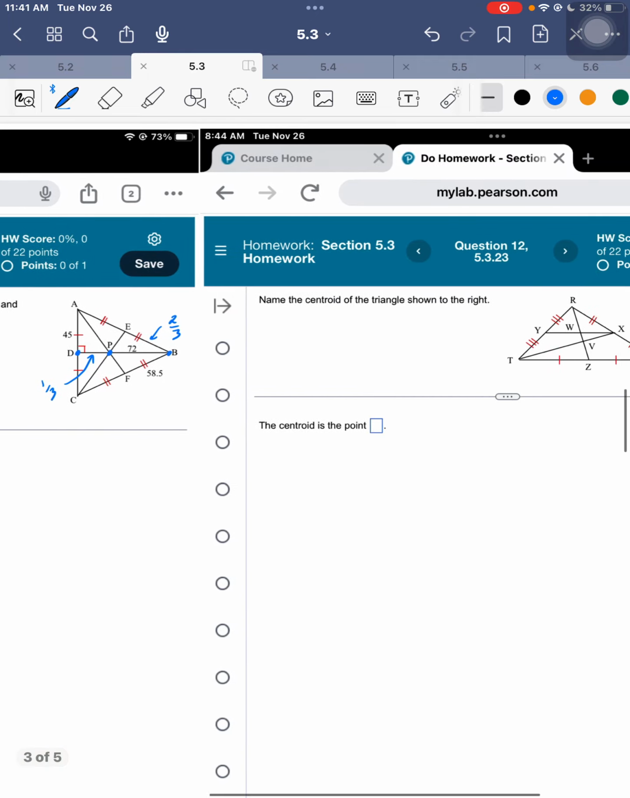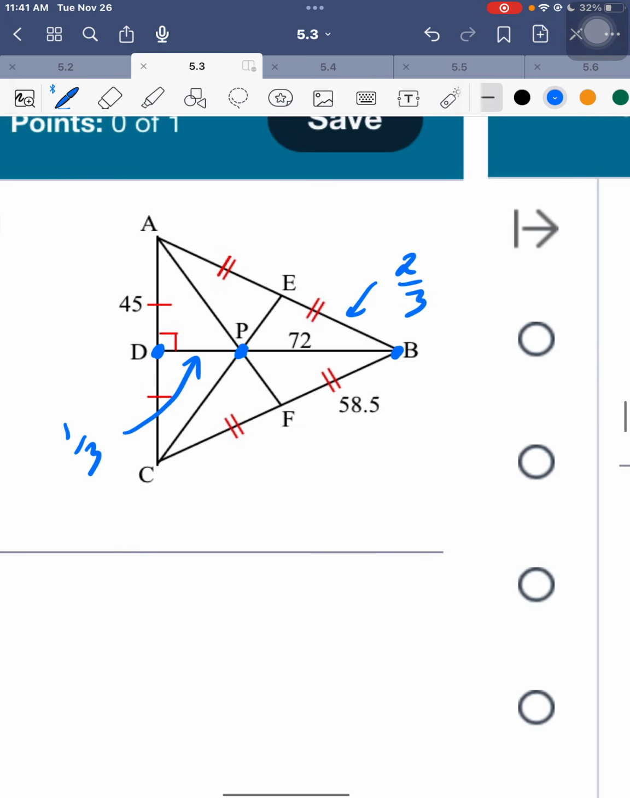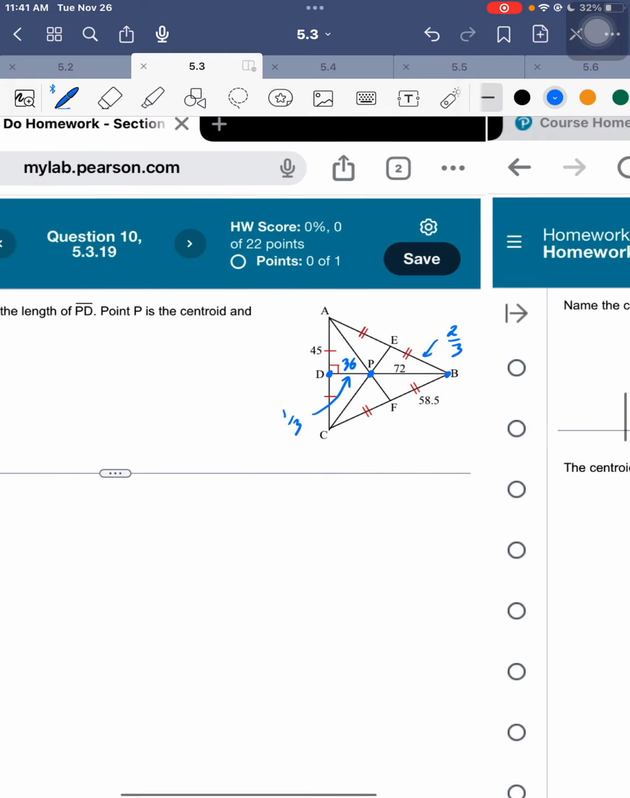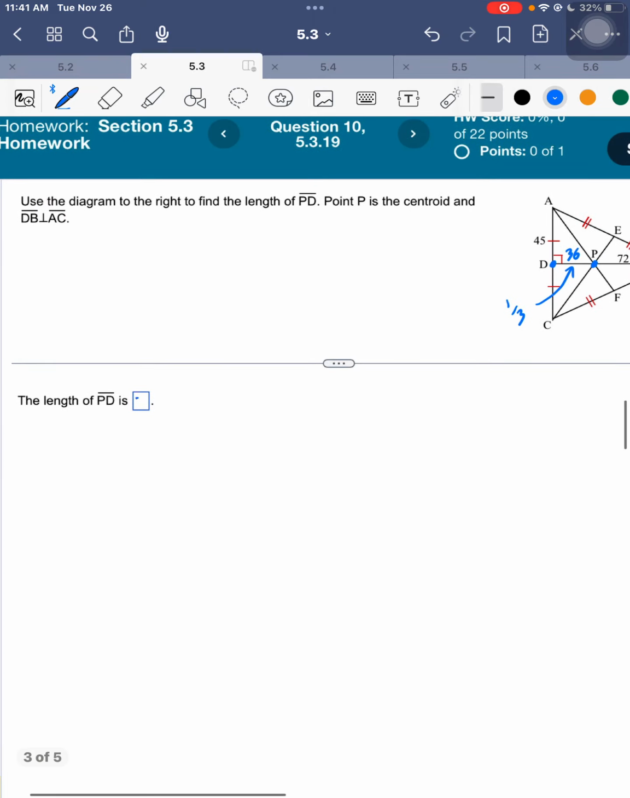And they want me to find the length of PD. So if 72 is 2/3, what do I have to do to 72 to get the 1/3? I have to divide by 2 or multiply by 1/2. What is 72 divided by 2? 36. That's it. That's my answer.